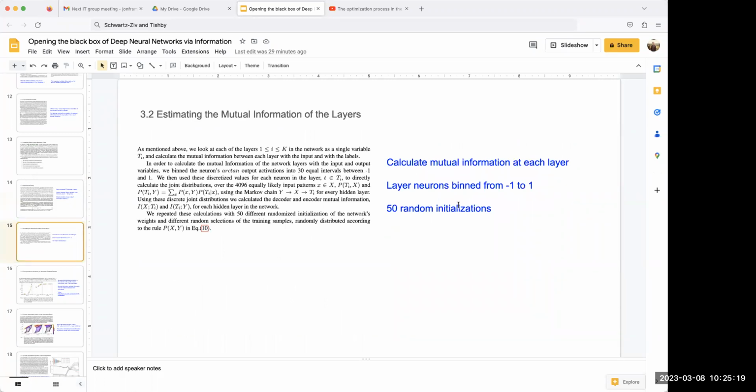So how do they calculate the mutual information? For each layer of the network, they bin the neurons from -1 to 1, and so they can use a histogram to calculate the mutual information. They use 30 bins in their calculation. And then they have 50 random initializations. So they calculate the mutual information for each of the 50 random initializations, and then also for each of the layers themselves.